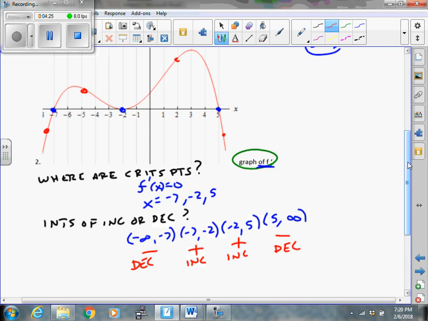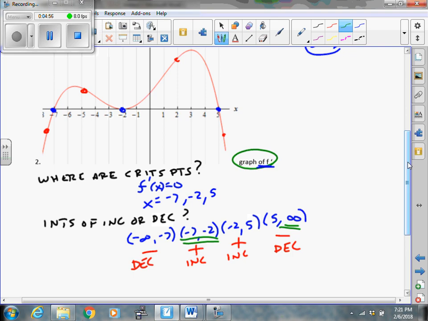Now, keep in mind, I could say, hey, is it increasing from negative 5 to negative 1? The answer is yes, because that falls inside this interval. So don't be thrown off because the interval doesn't match up with what we have here. I can also say, is the function decreasing from 6 to infinity? Well, yeah, that fits in here.